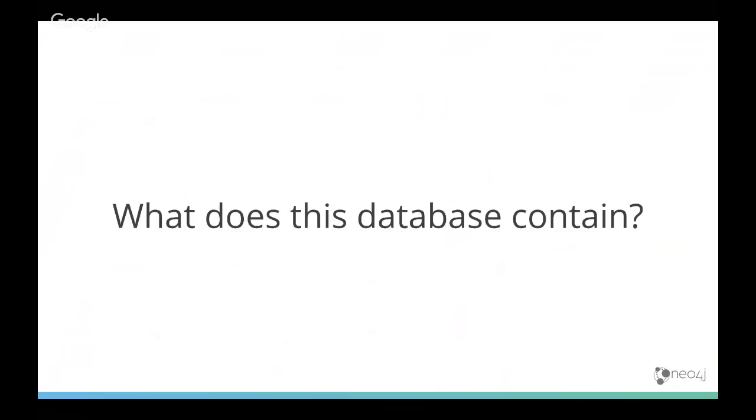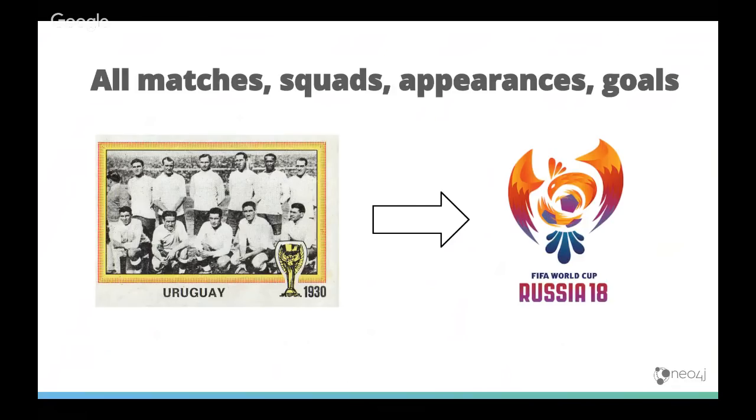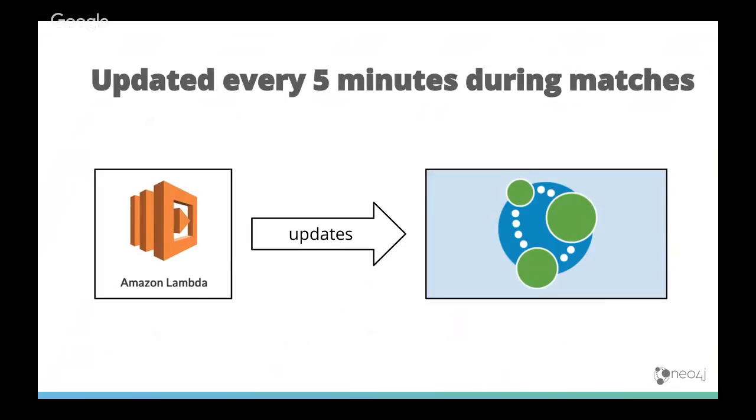So what is in this database, for those of you who haven't opened it up yet? We've got all the matches, all the squads, all the appearances of players in those matches, and the goals scored, starting from the 1930 World Cup all the way up to the 2018 World Cup. We've got the historic data, and we're also updating it every 5 minutes. We've got a Lambda job running on AWS Lambda that's polling a rogue API that I found in my network traffic while on the FIFA website, and this is pulling in the latest updates of the matches.